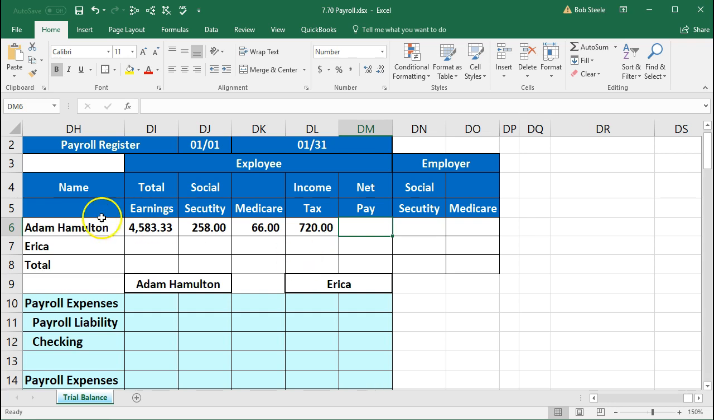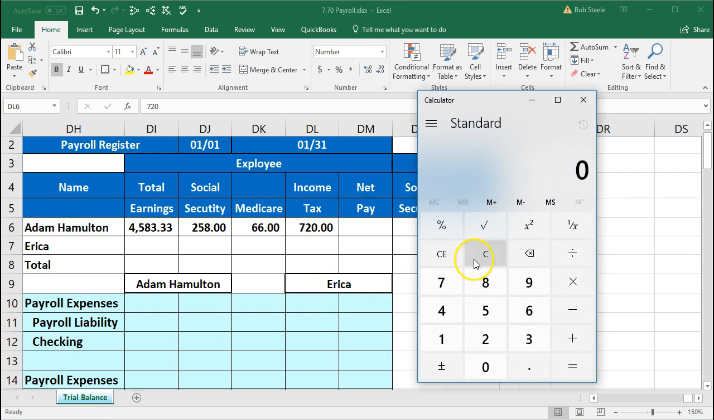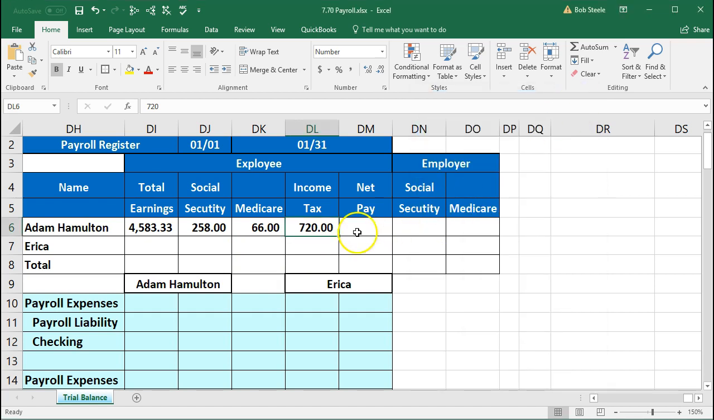Then we have the total earnings. We're going to subtract out the Social Security, Medicare, and income tax to get the amount of check that will actually be received by, in this case, Adam Hamilton. To do that, we would say we have the 4583.33, total amount earned, minus Social Security of 258, minus Medicare of 66, minus the income tax of 720, gives us the $3,539.33.